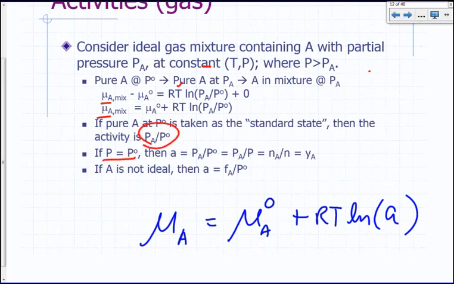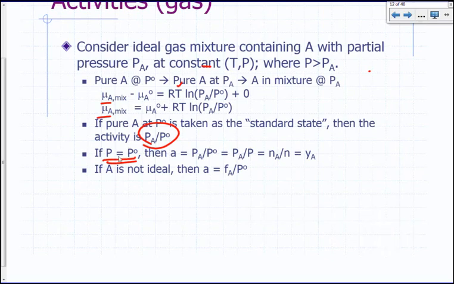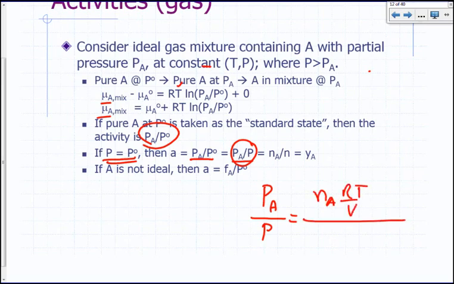What if the total pressure happens to be equal to P naught? Then our activity, which is PA over P naught, will now be equal to PA over P. And if you recall, what is PA over P for an ideal gas? Partial pressure of A over the total pressure is moles of A times RT over V, divided by total moles times RT over V. So RT over V cancels out. That's just moles of A over total moles. That's just the mole fraction.